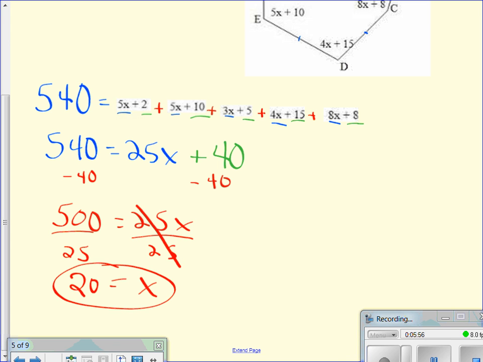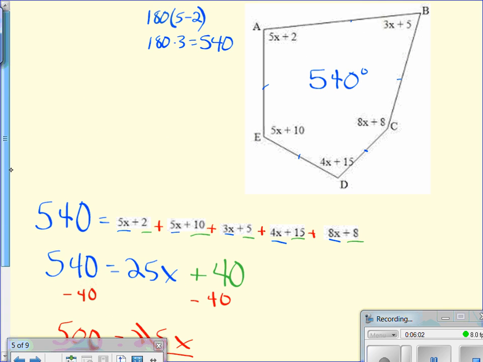But there you go. And if they do ask for angles, in this case they didn't, but if they ask for an angle, x is 20, come on up here and plug in 20 for any of these x's and you can find any angle.